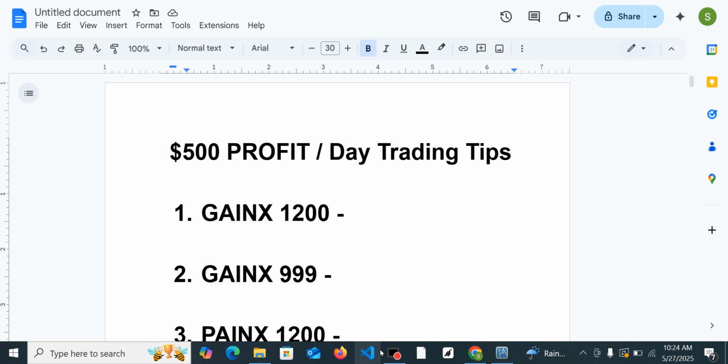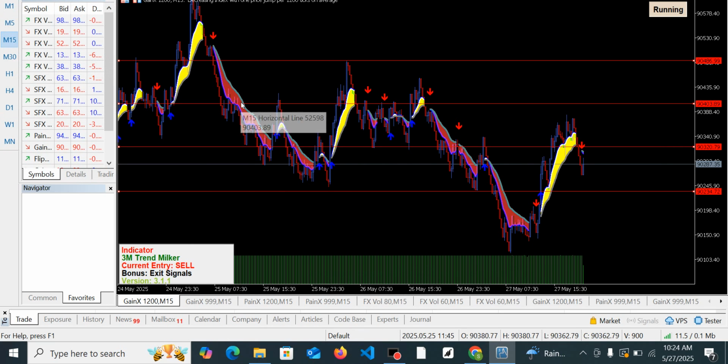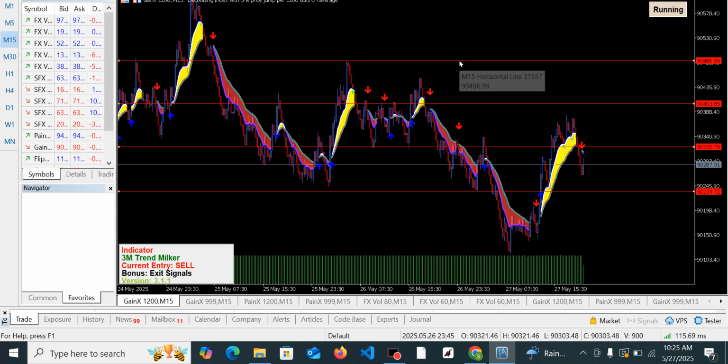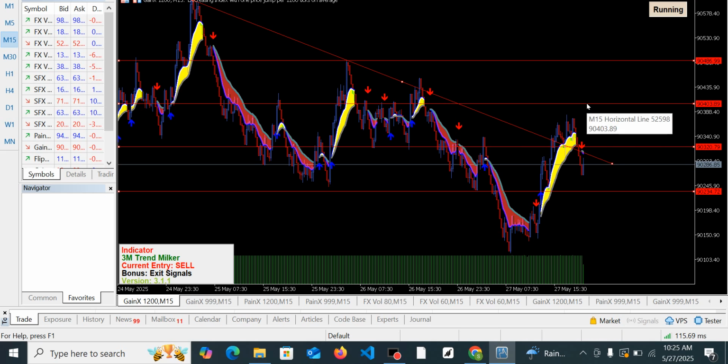1200. Okay guys, this is GAINEX 1200 on 15-minute time frame using the 3M trend milker trading indicator. Okay, so guys, this had been on a downtrend for a while, but after getting to this support zone, it started an uptrend, which I believe should get to this region. But it's unable to achieve this TP at the moment, so it has pulled back from there.